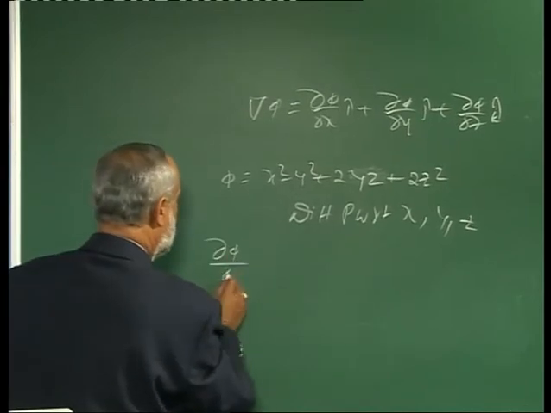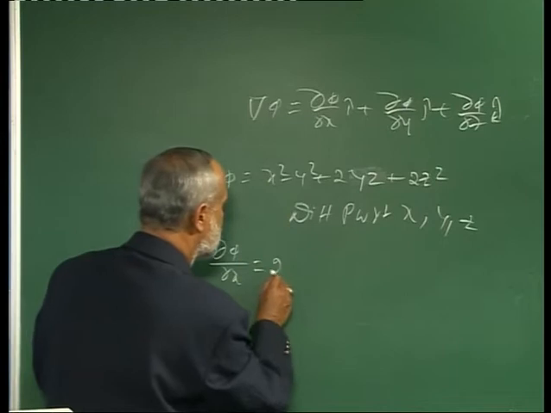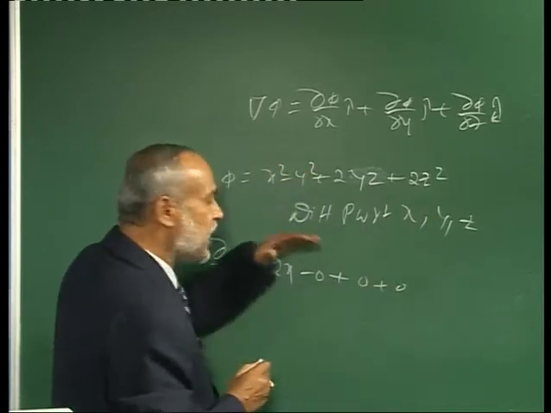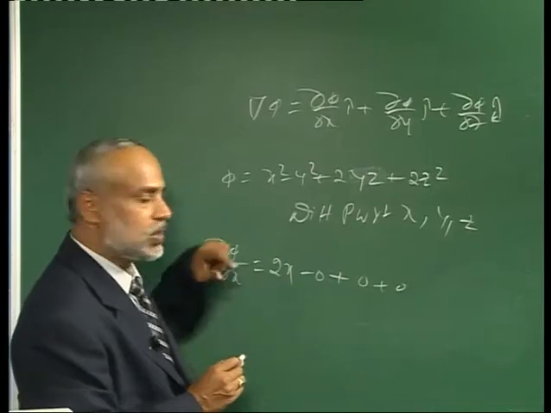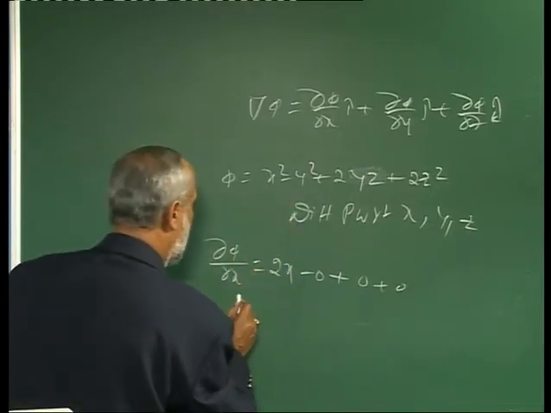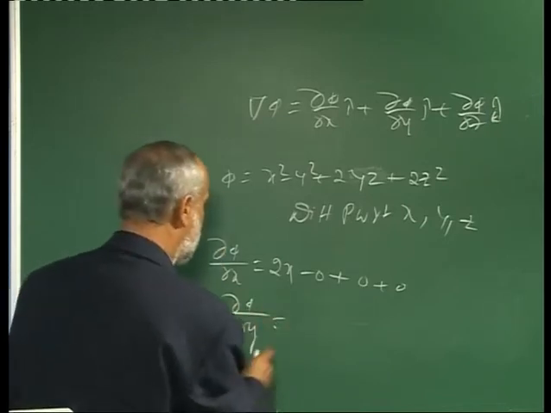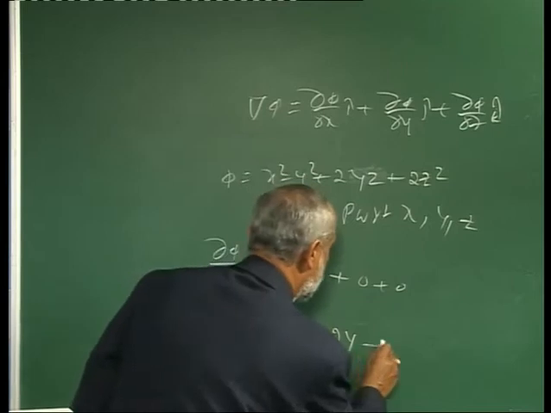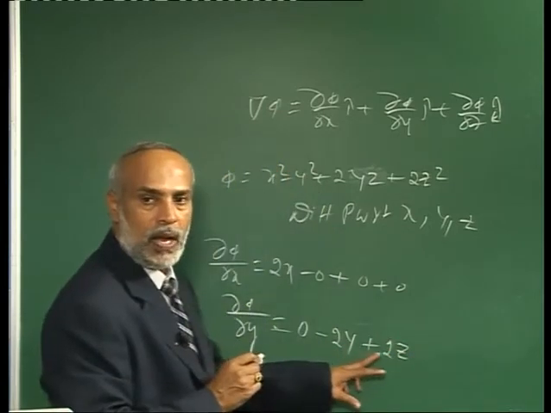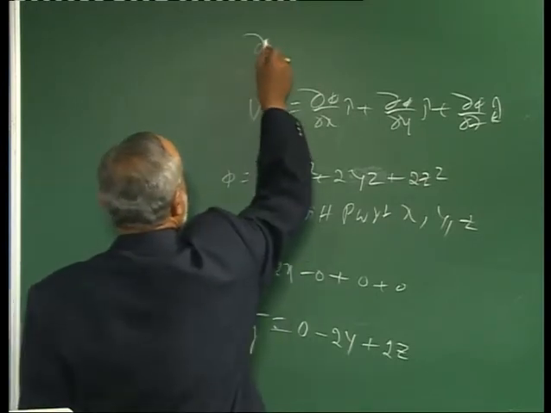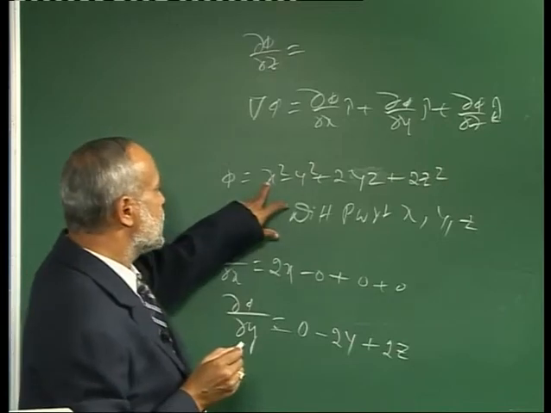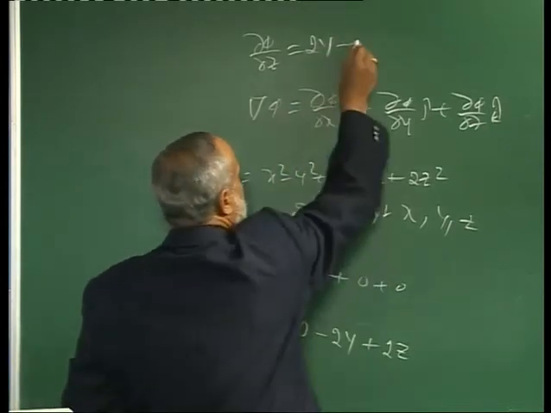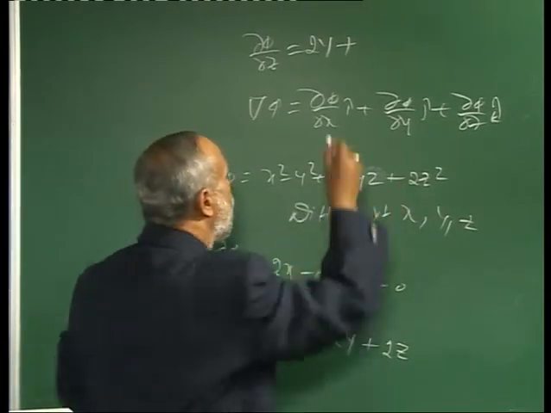Dou phi by dou x: differentiating partially with respect to x, x squared gives 2x, minus y squared is 0, 2yz is also 0, 2z squared also 0 because there is no x term. So dou phi by dou x is equal to 2x. Similarly, differentiating partially with respect to y, x squared gives 0, minus y squared gives minus 2y, and 2yz gives plus 2z, since y differentiation is 1. So it is minus 2y plus 2z. Differentiating partially with respect to z, x squared is 0, minus y squared is 0, 2yz gives 2y since 2y is constant and z differentiation is 1, and 2z squared gives 4z.